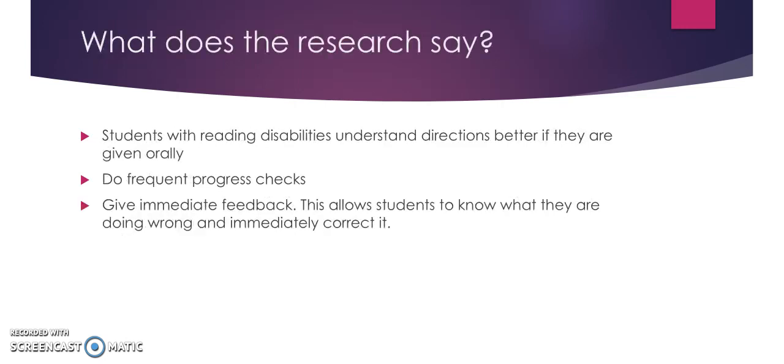So what does the research say about teaching students with reading disabilities? So students with reading disabilities understand directions better if they are given orally, which does make sense because students with reading disabilities may read the directions and get confused or maybe not even comprehend them. So you can also do frequent progress checks and give immediate feedback. When you give immediate feedback, it allows the students to know what they're doing wrong and immediately correct it and continue those correct behaviors.